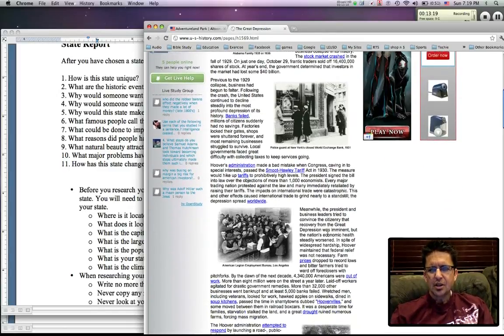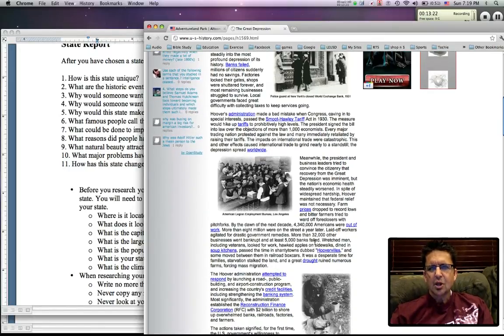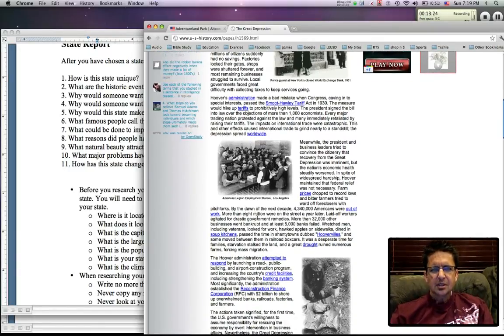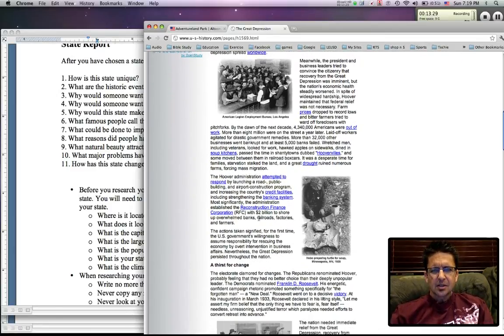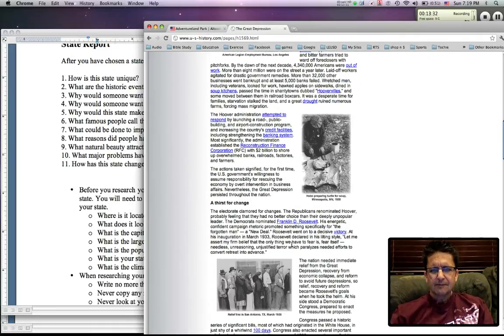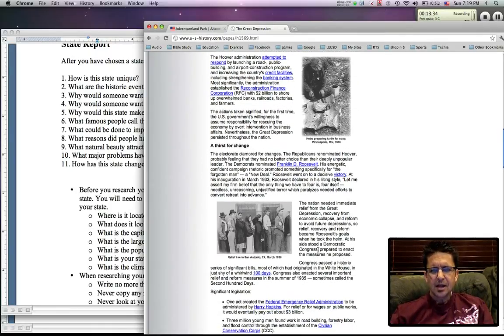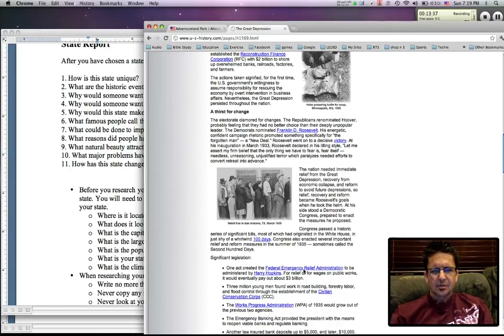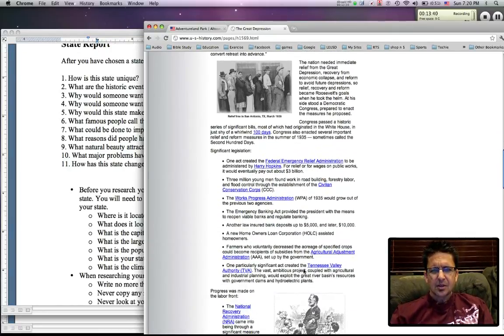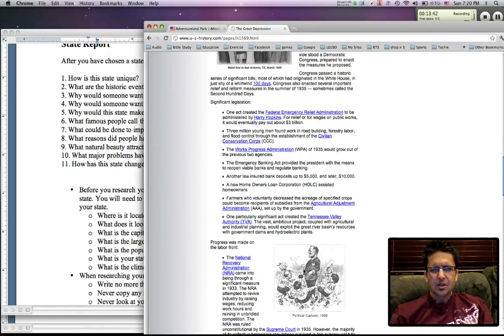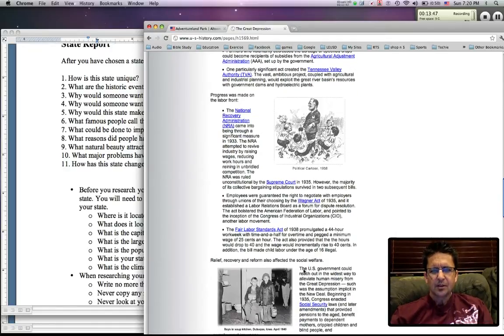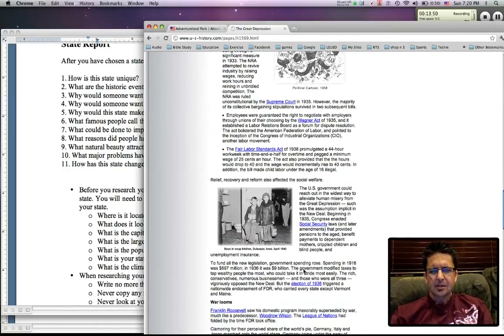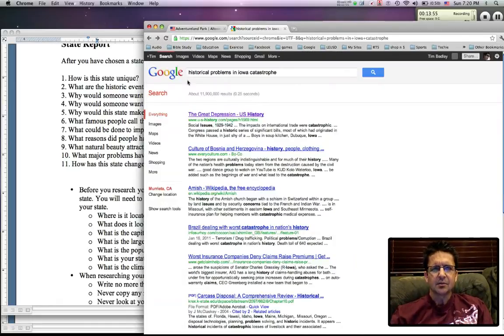When you're doing research, you're going to have to be able to skim because you don't have time to read every single thing there. Skimming down, I'm scrolling. Okay. Don't see anything about Iowa in there. All right, now I'm running into some dead ends. I'm not really finding what I'm looking for. So I think I'm going to skip this and go back and find something different.